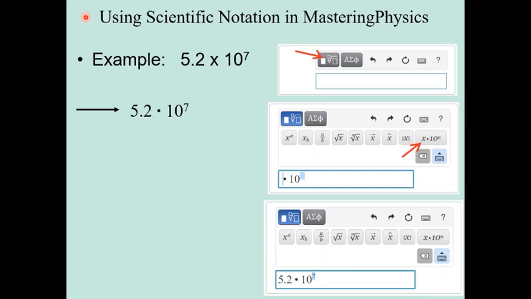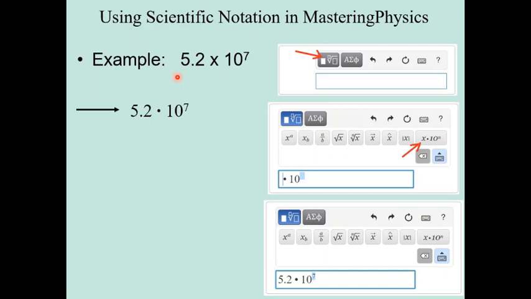So now that you understand how to use scientific notation, we also have to learn how to use it in the Mastering Physics homework and quiz platform, because when you're doing homework and taking quizzes, you're going to have to enter numbers in scientific notation. So these next couple of examples will show you how to do this.